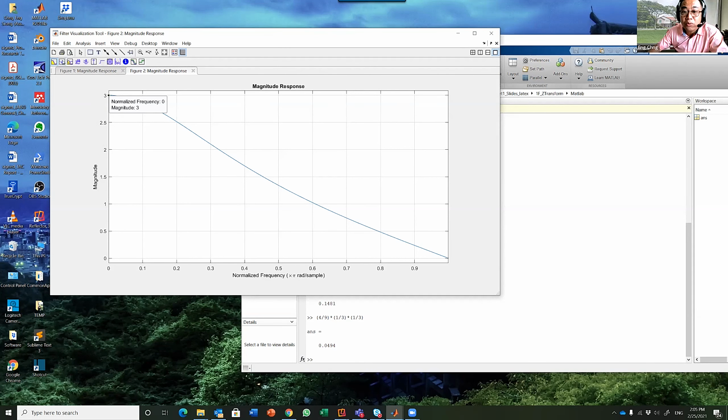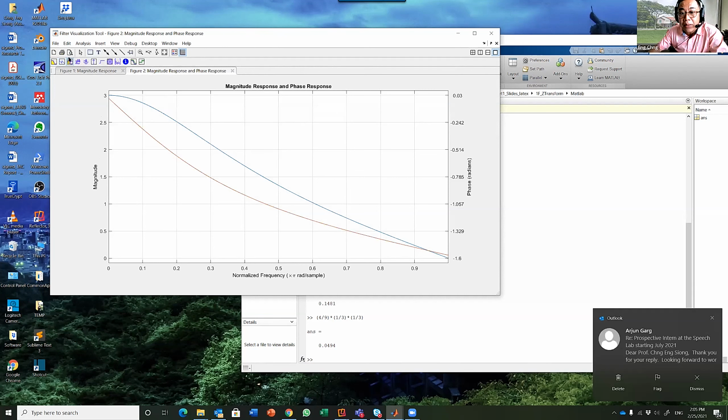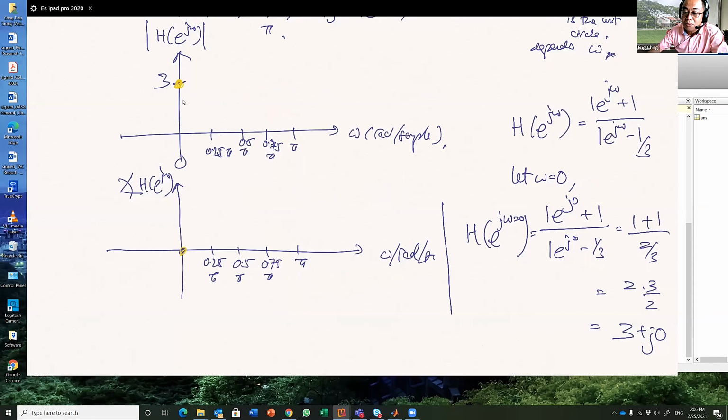So I will show you the magnitude and the phase plot together. I press this button here. This button, the red line is the magnitude, and the other line is the phase. So magnitude and phase, 3 angle 0. Okay, so I got this right. And now I will color it here as well for my own recording. See? So 3 and 0. Now I go for 0.25 pi, and so on and so forth, and then we are done.